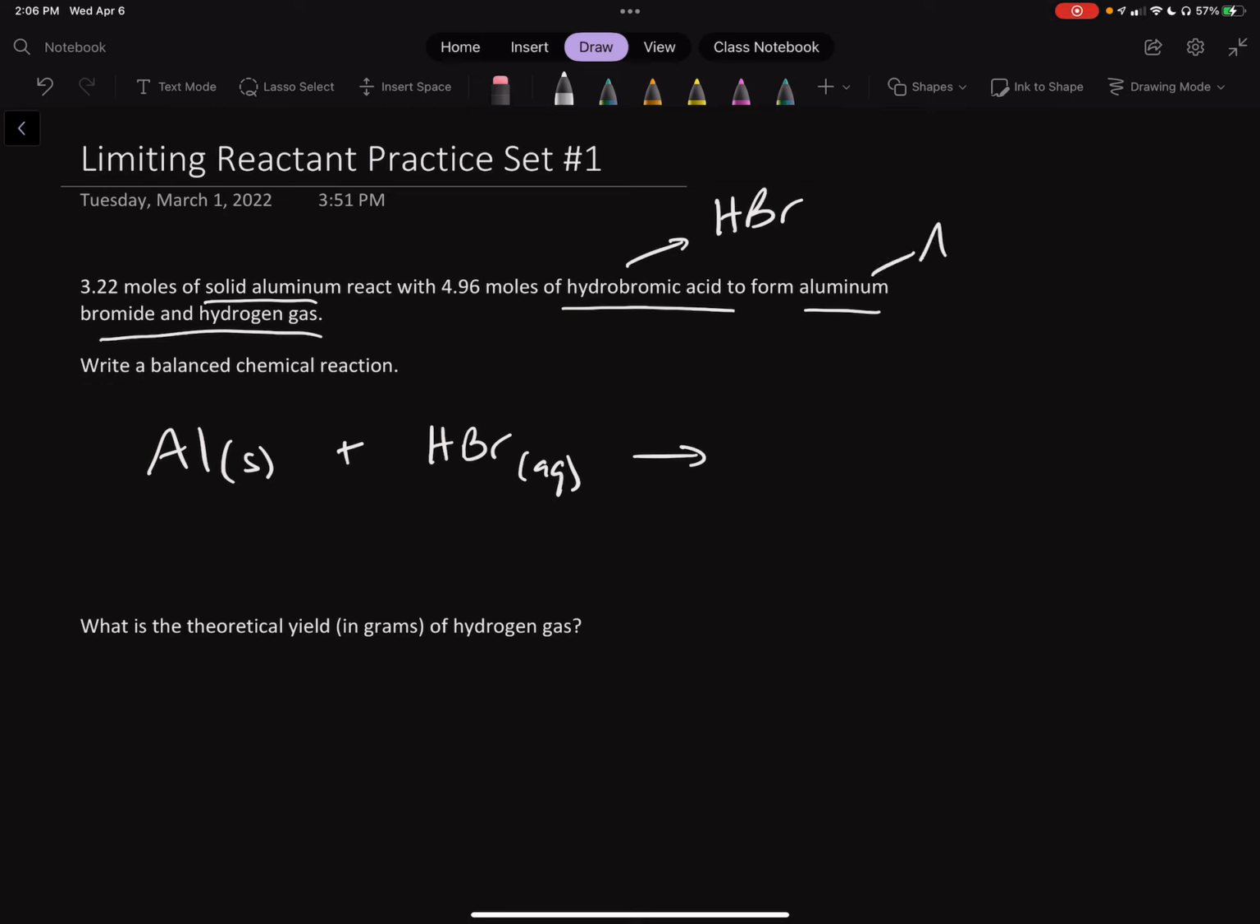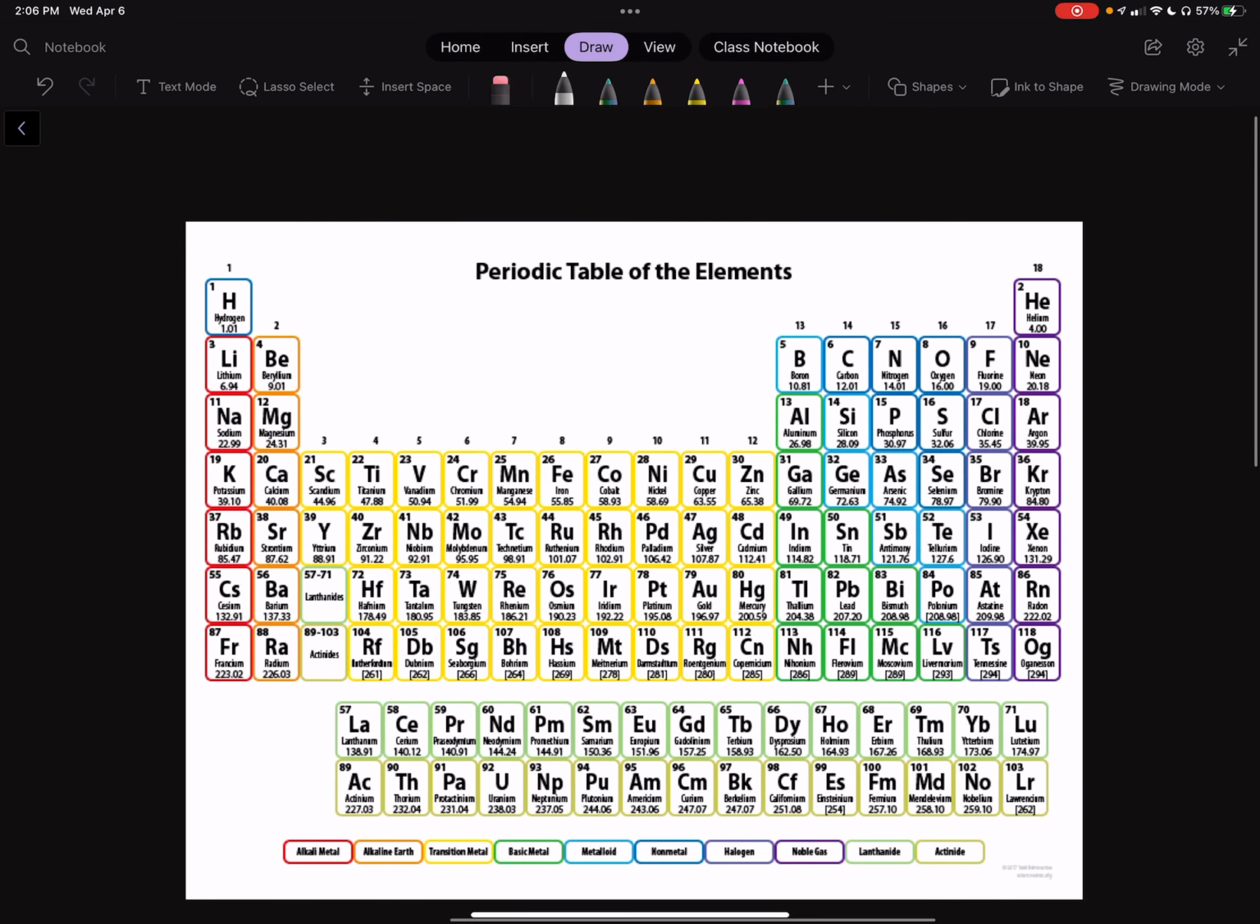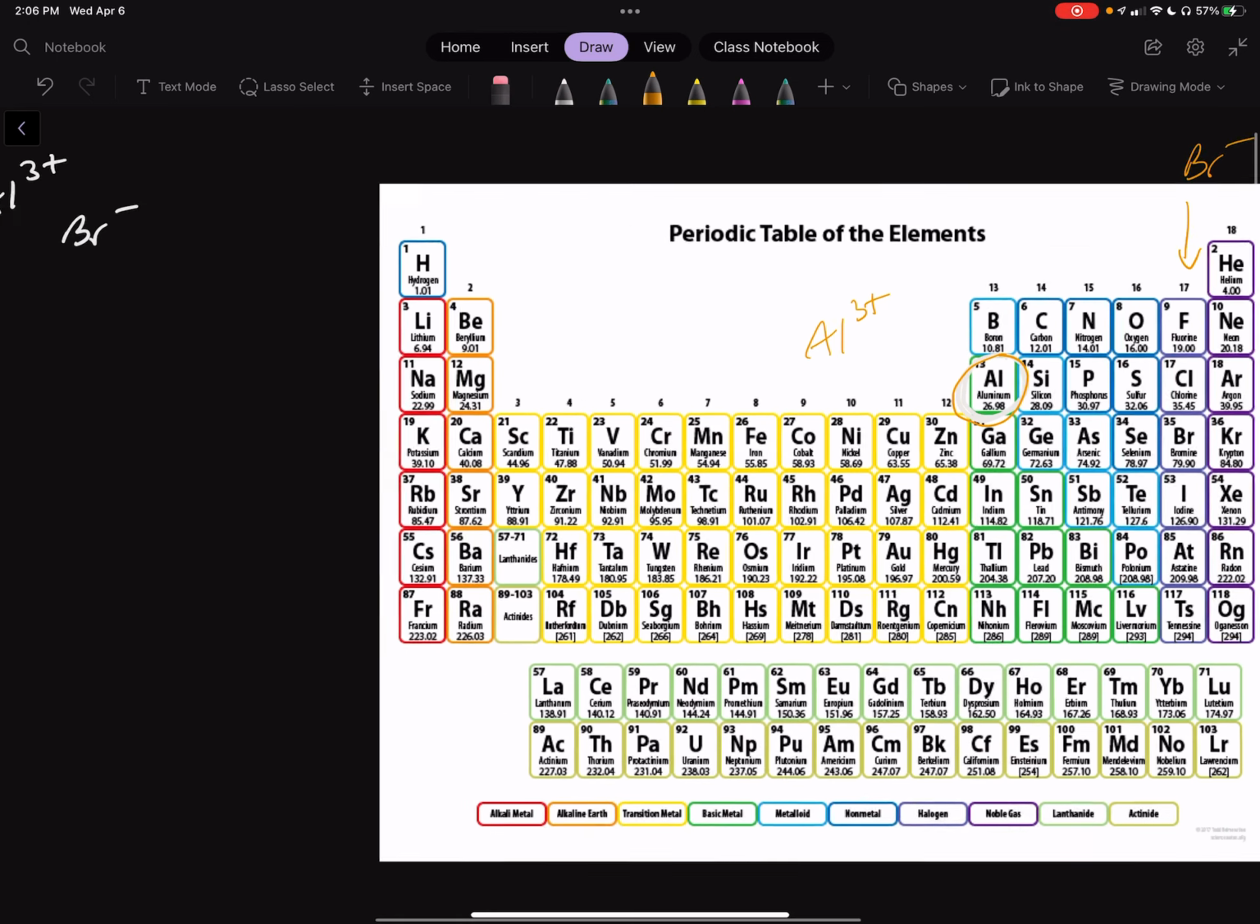Now, aluminum always makes a 3+ ion, and then the bromide is Br minus. So looking at the periodic table, aluminum is always 3+. It has those 3 valence electrons based on where it's situated. It likes to lose those 3 valence electrons, so it becomes aluminum 3+. And then bromine, being a halogen, needs only 1 more electron to have a complete outer shell, a full octet. So that's why bromine is always 1-.